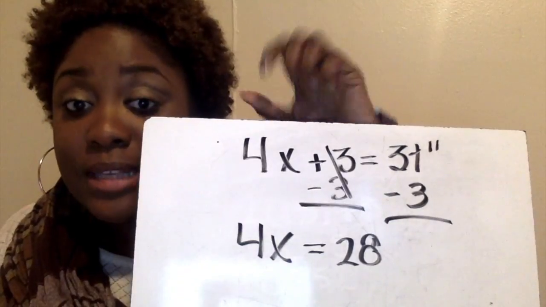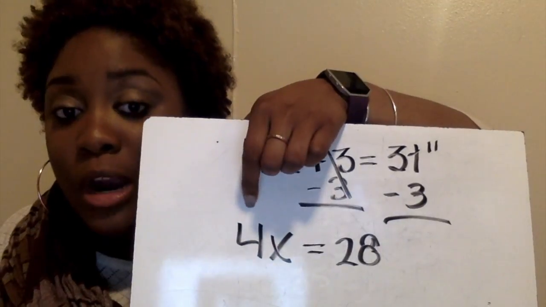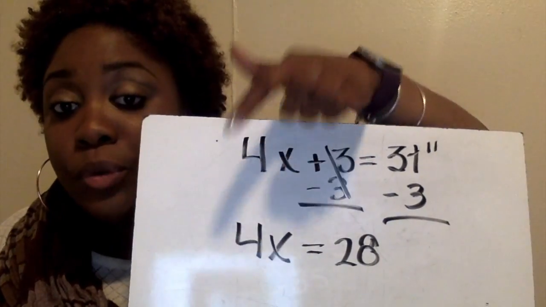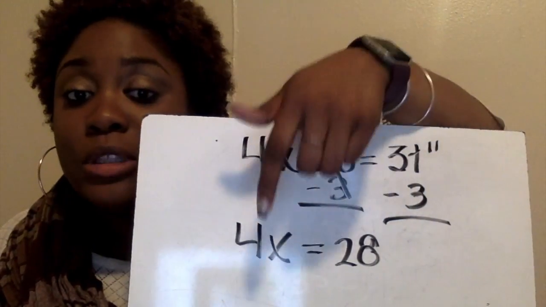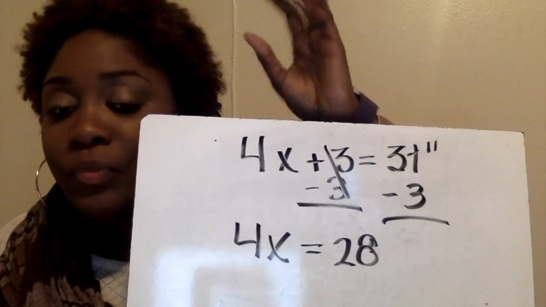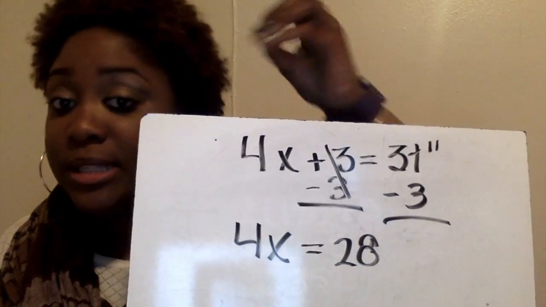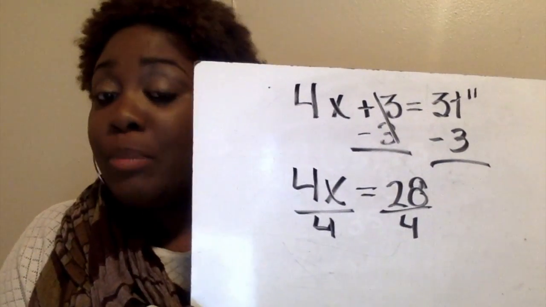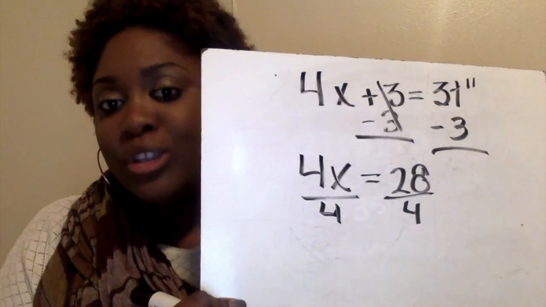In order to undo this, remember that this 4 beside my variable tells me that I am multiplying. So in order to get this x by itself, I have to divide. The inverse operation of multiplication is division. So remember, whatever I do to one side, I have to do to the other. If I have 4 divided by 4, it's going to give me 1, so it's going to give me 1x.